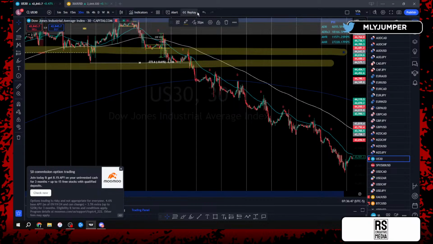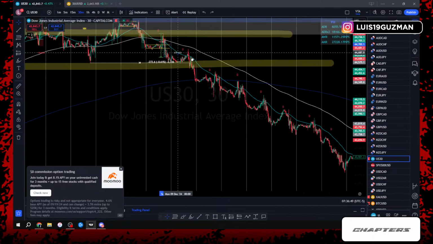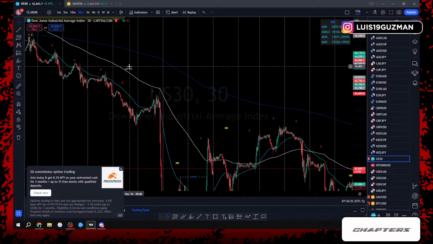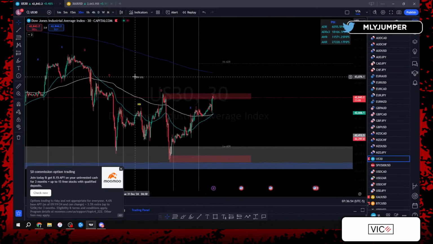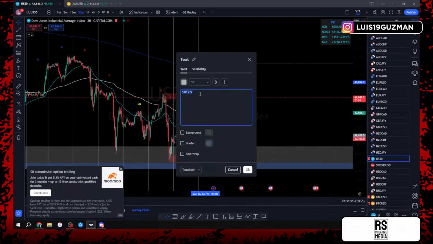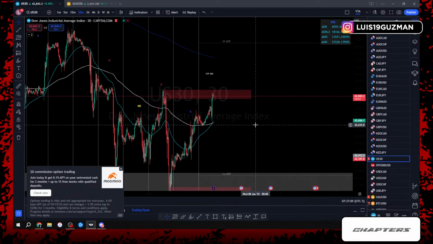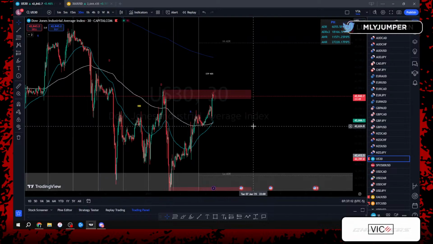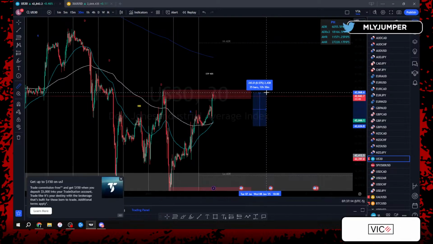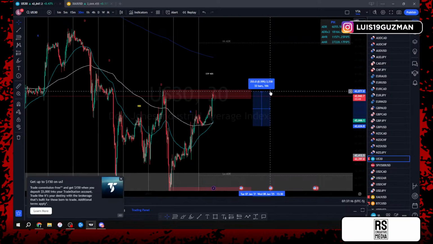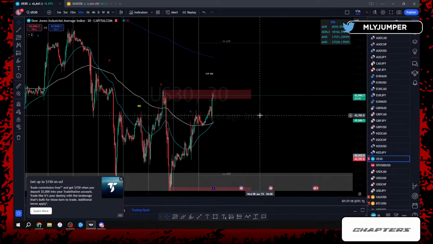US 30. Just gotta grab this real quick. STP for US 30, ADR is 605 pips. STP is 405. Alright, we can see that we already made the moves for the day. Gave us a nice little push during Asia session, London session. We've done 253 pips, so we're still good.